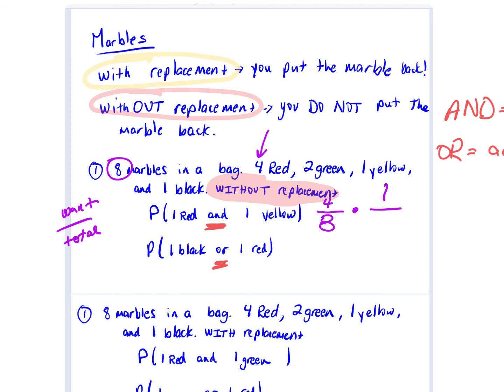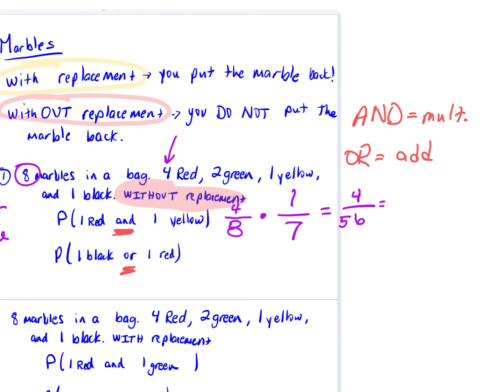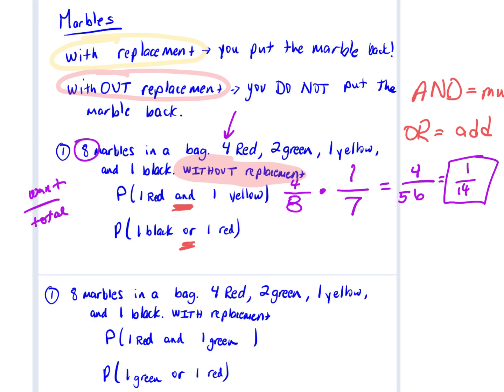I start off with 8. I reached my hand in, I looked at it, I put it over there. How many are left in the bag? 7. I'd multiply this together. 4 times 1 is 4 over 8 times 7 is 56, right? So what's my answer? What's the probability of me getting a red and a yellow? 1 out of 14. All right.